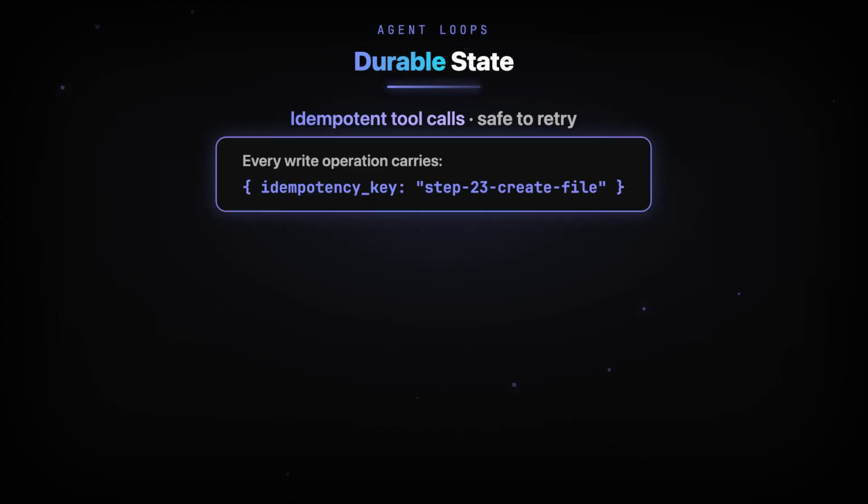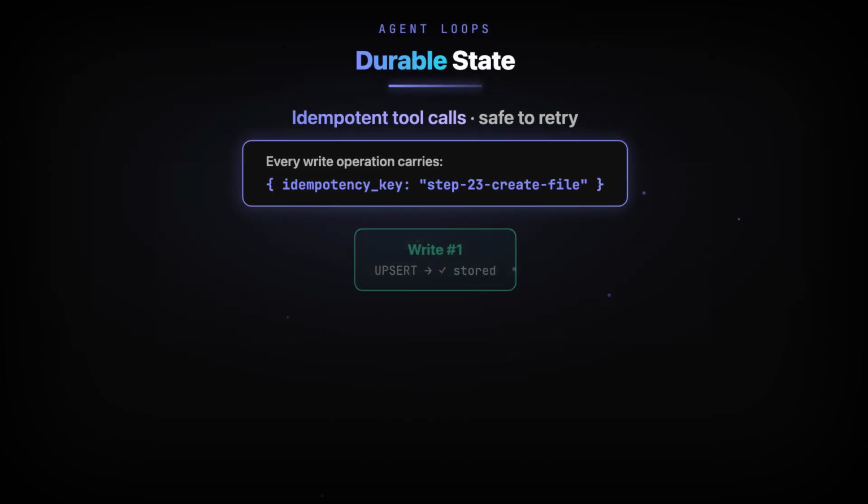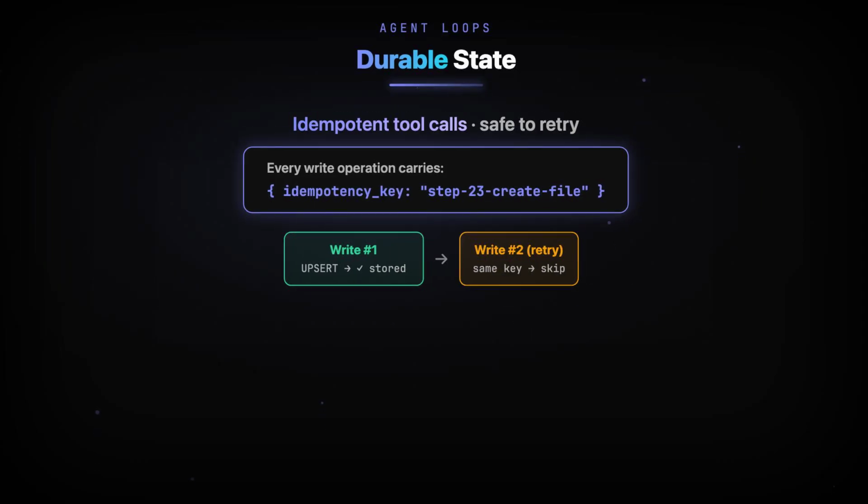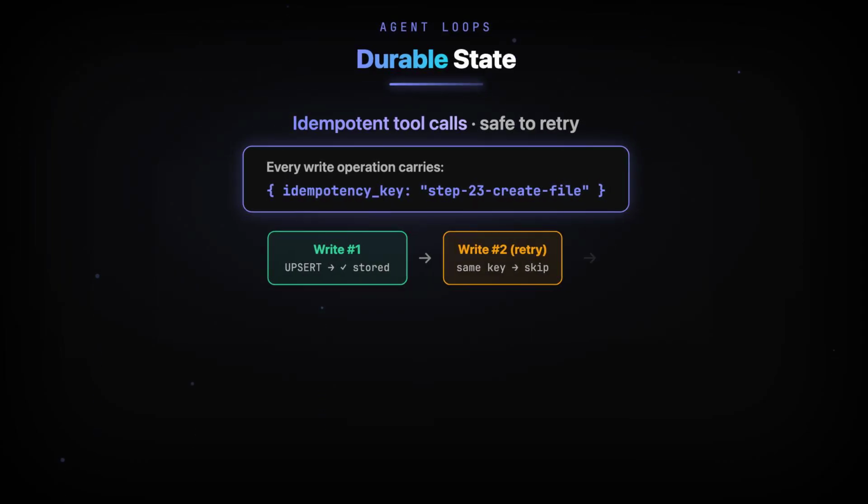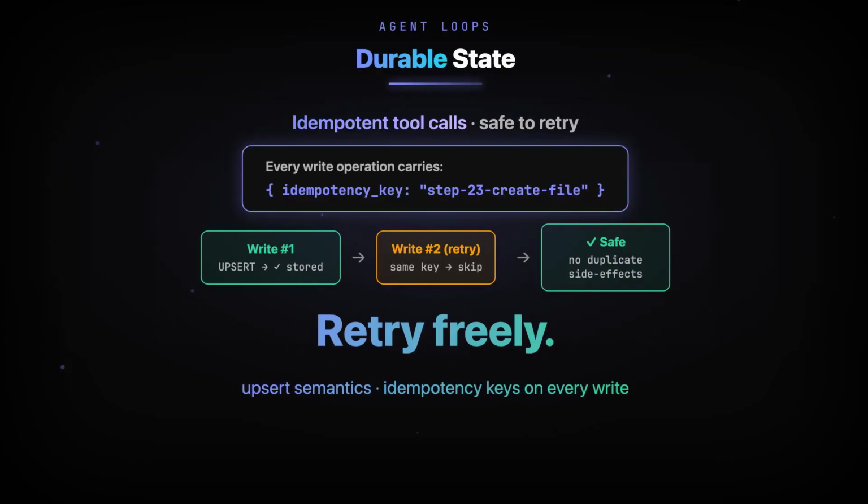One footnote: make your tool calls idempotent. Use idempotency keys, or a checkpoint replay creates that database record twice instead of resuming cleanly.